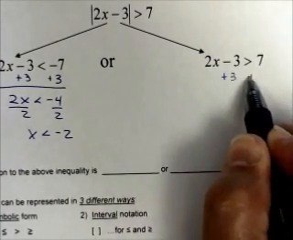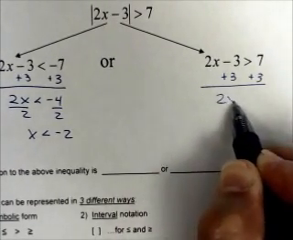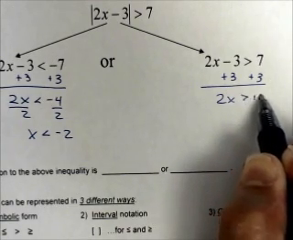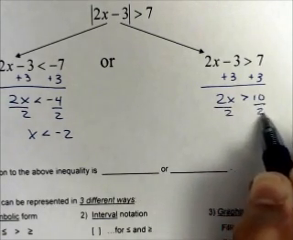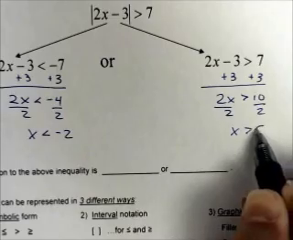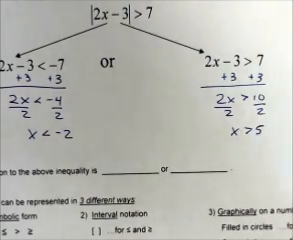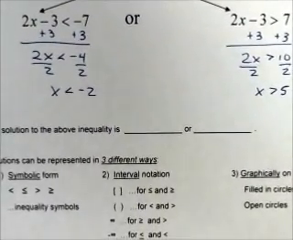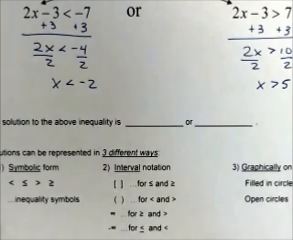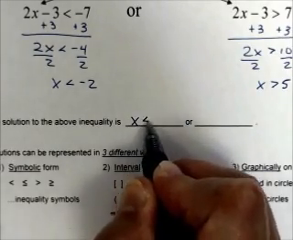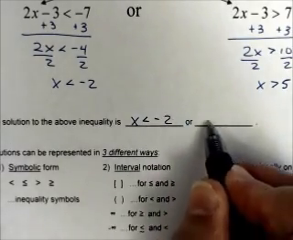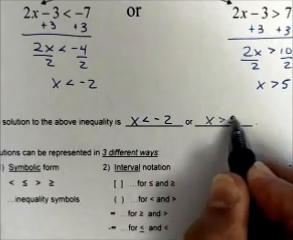Add 3 to both sides. 2x is greater than 10. Divide by 2. X is greater than 5. So our solution to the above inequality is x is less than negative 2 or x is greater than 5.